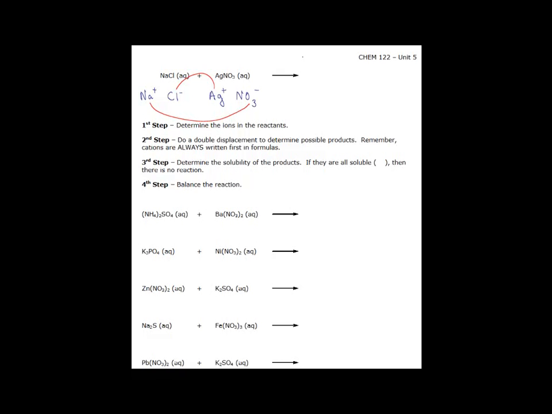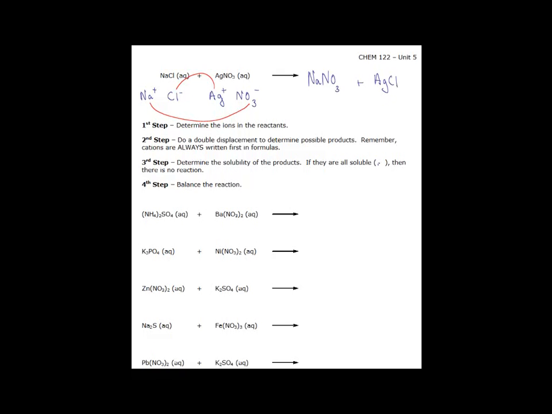So we're going to write out the products of these. So NaNO3, sodium nitrate, and then AgCl, silver chloride. So we have determined the possible products. We've written the cations first. So now we're going to move to the third step, which is to determine the solubility of the products.